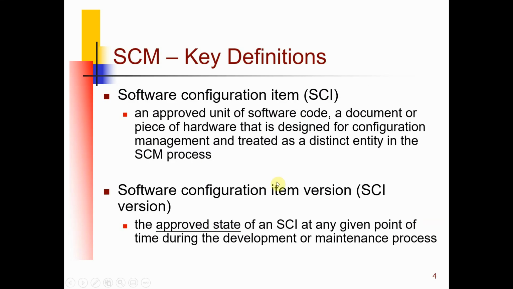So that's called configuration item versions in different software versions, where some code can be the same and some can be different.